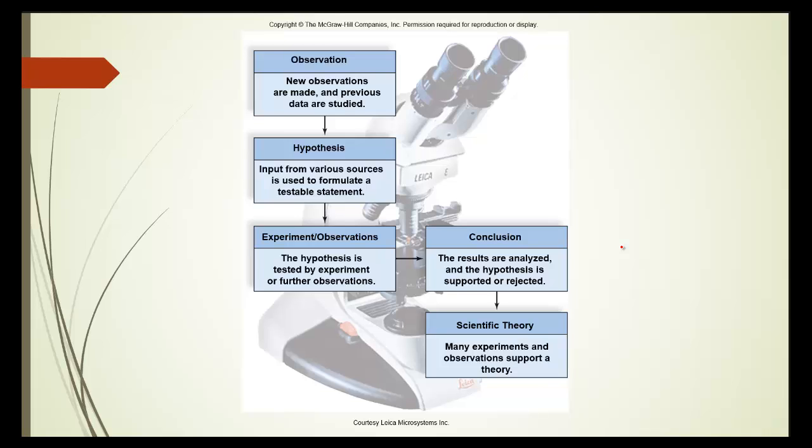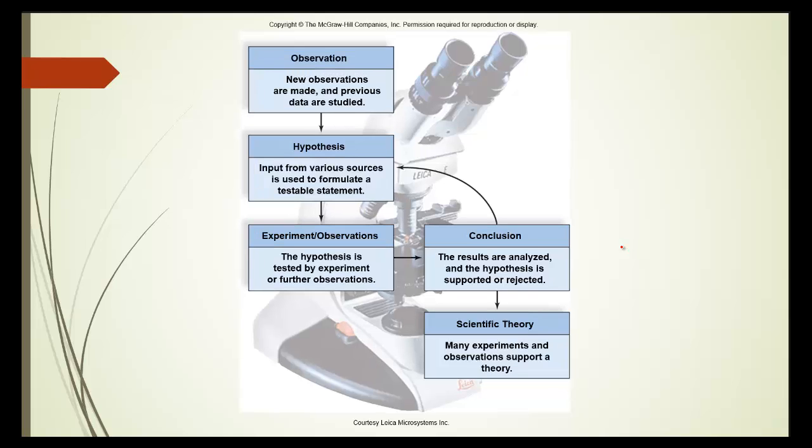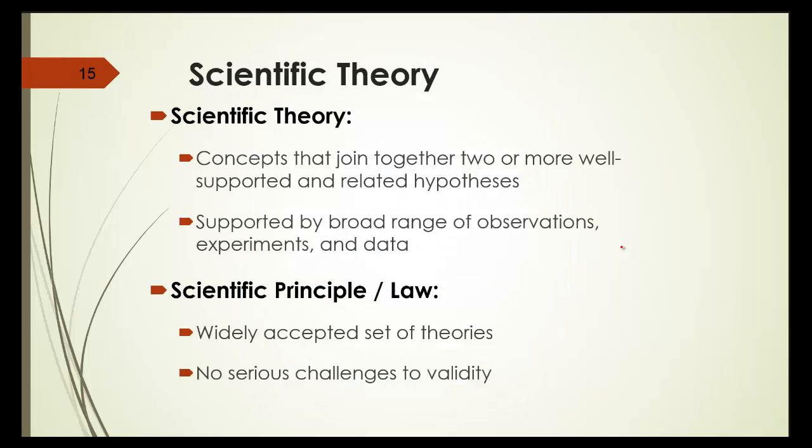Finally, we have the scientific theory. Many experiments and observations support a theory. A scientific theory is a concept that joins together two or more well-supported or related hypotheses, supported by a broad range of observations, experiments, and data. And then finally we have the scientific principle or the scientific law. These are a widely accepted set of theories with no serious challenges to validity.